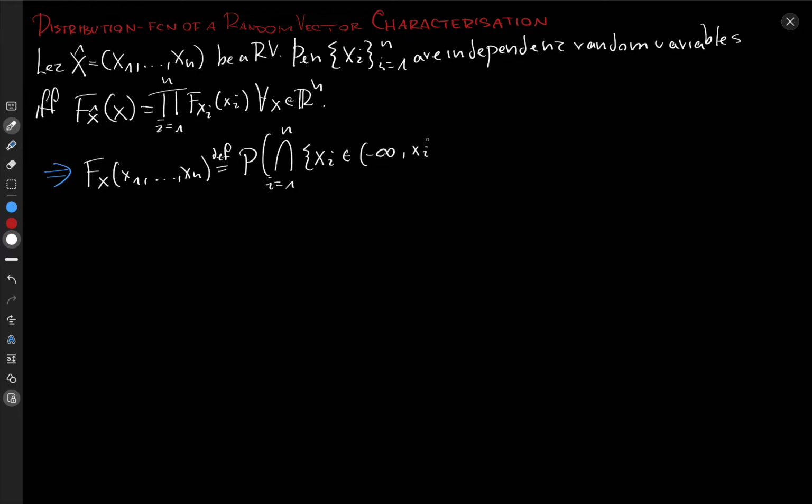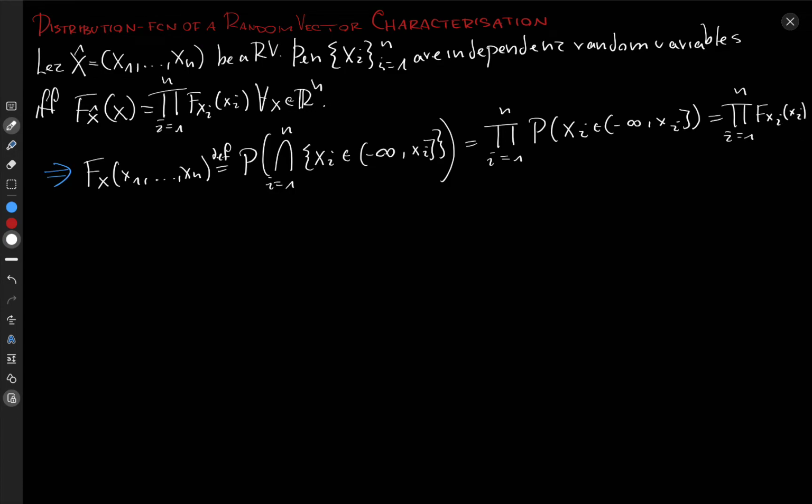Right. But these are independent variables. So this means then that this is just equal to the product of the probabilities of the individual sets. And this is equal to the product ranging through 1 to n of the distribution functions associated with the variables xi of the entries xi. Right, so this was easy. What about the other one?